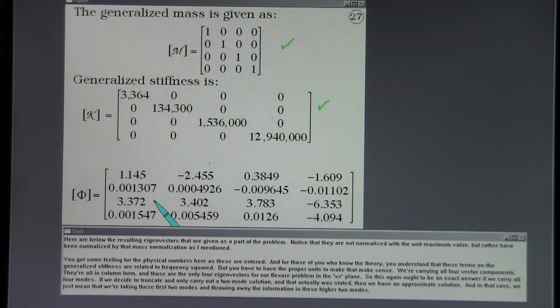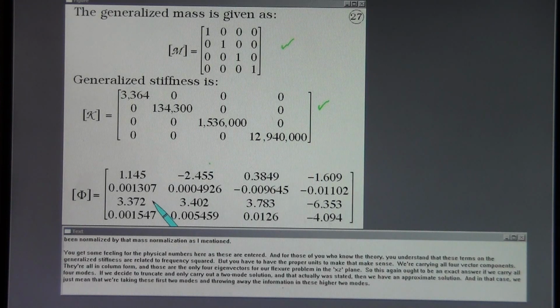If we decide to truncate and only carry out a 2-mode solution, and that actually was stated, then we have an approximate solution. And in that case, we just mean that we're taking these first 2 modes and throwing away the information in these higher 2 modes.